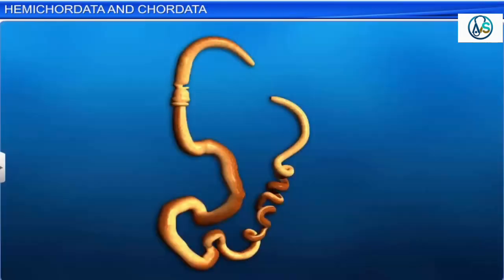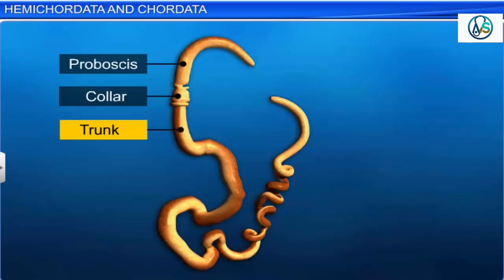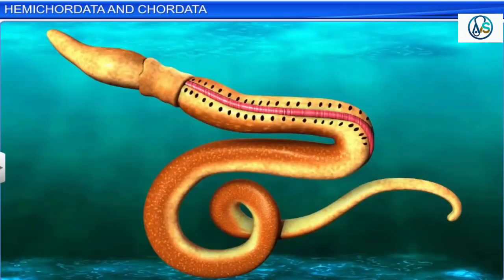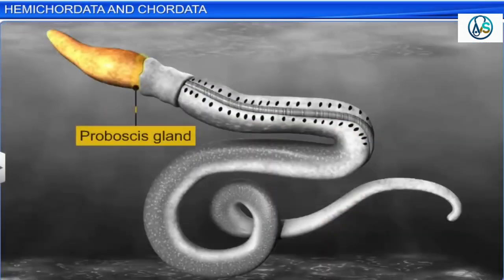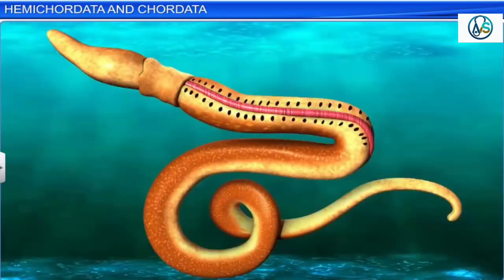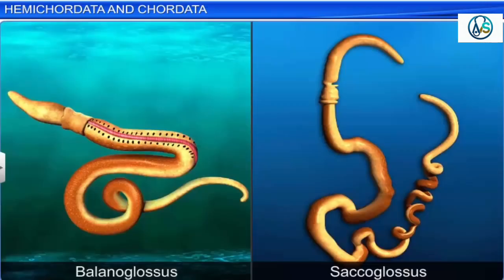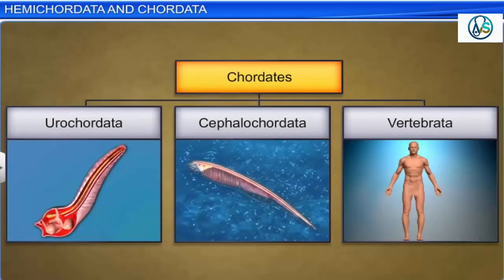Their cylindrical body is divided into proboscis, collar, and trunk. Hemichordates respire through gills and have an open circulatory system. The proboscis gland functions as an excretory organ. Hemichordates are dioecious and fertilization is external with indirect development. Balanoglossus and Saccoglossus are examples of this phylum. Now, let's take a look at the characteristic features of phylum Chordata.